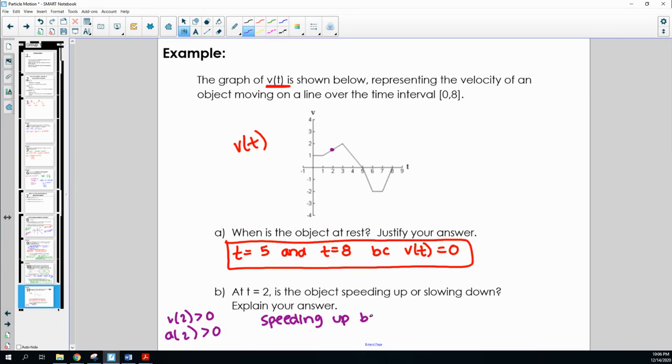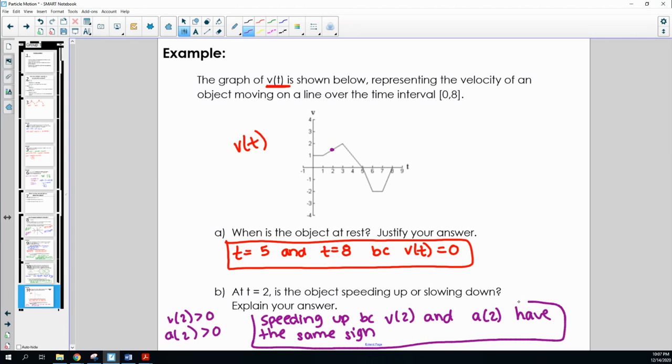up, and that's going to be because velocity, so I'll put v of t, or v of 2, because it's specifically at 2. So we can either write the word velocity, or we can say v of 2, and the acceleration, or a of 2, have the same sign. And again, you can also see it based off of the segment of the line going away from the x-axis, because it's above the x-axis and has a positive slope, meaning they're the same sign.